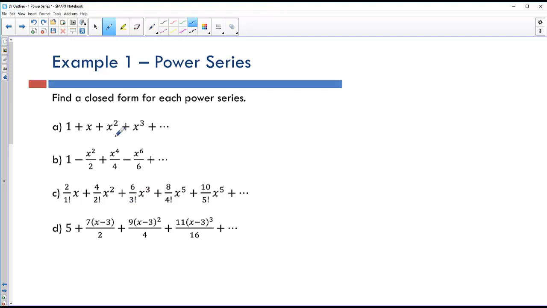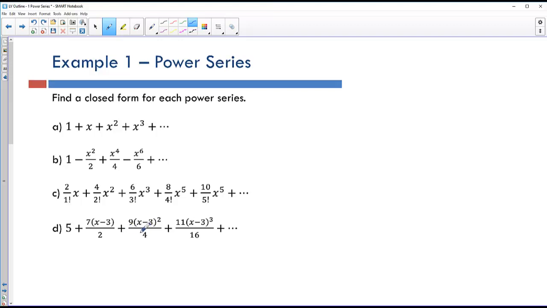Notice they're centered at different places. This one's centered at 0, this one's centered at 0, this one's centered at 0, this one's centered at the number 3. So you could say this is a power series about 0 or centered at 0. You'd say this is a power series again centered at 0 or about 0. But down here at D, you'd say this is a power series centered at 3, or a power series about 3.